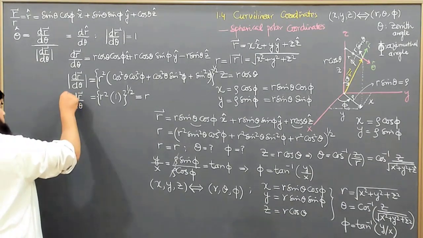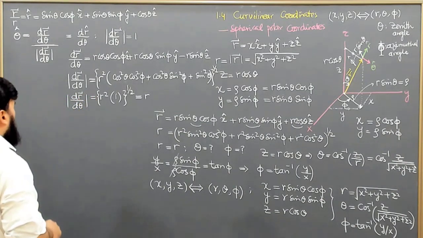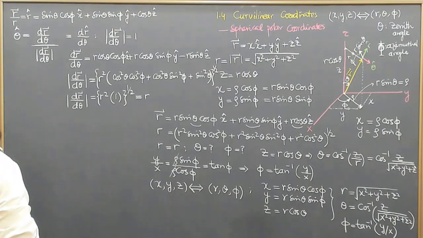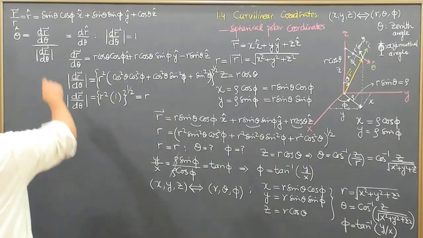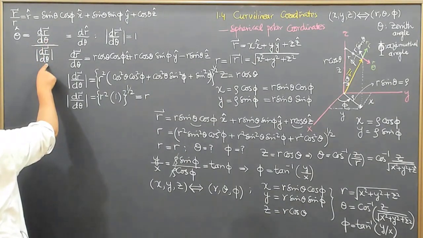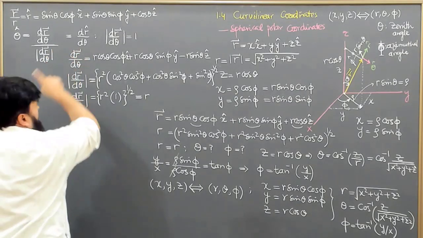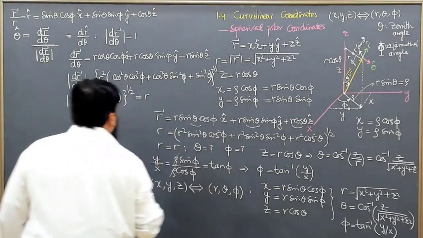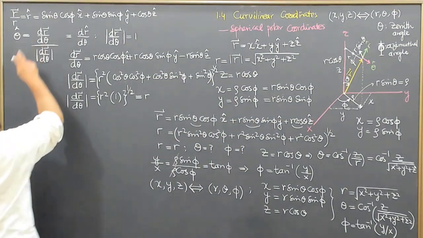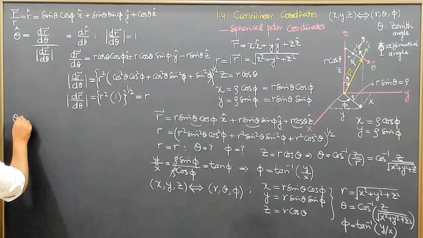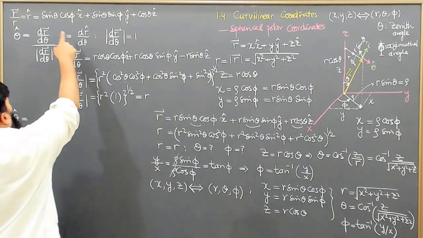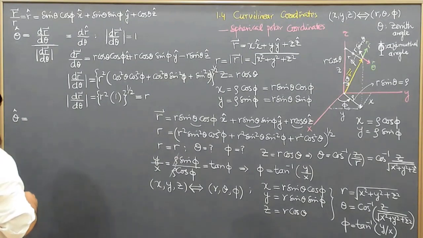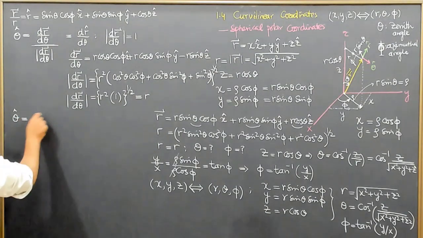So the magnitude of this one comes out to be equal to r here. If I divide this vector by r, then the r cancellation will be done, and the theta unit vector will be just equal to dividing the r vector by r. Here we divide this by r, so this comes out to be the theta unit vector.